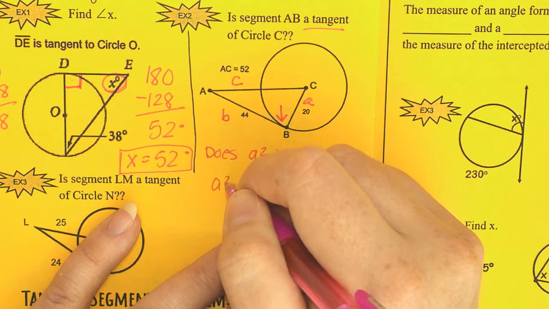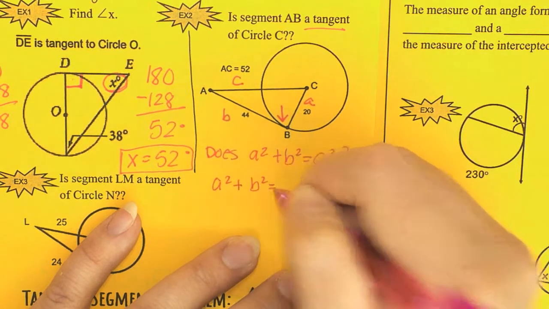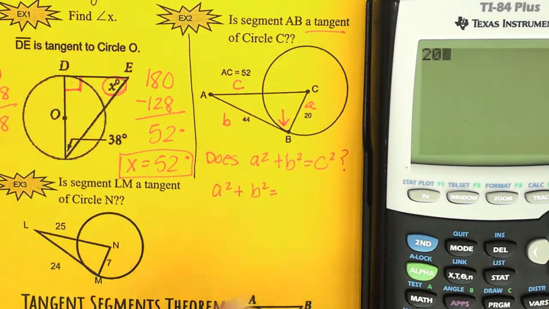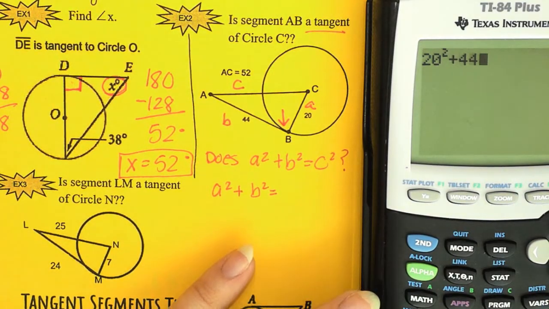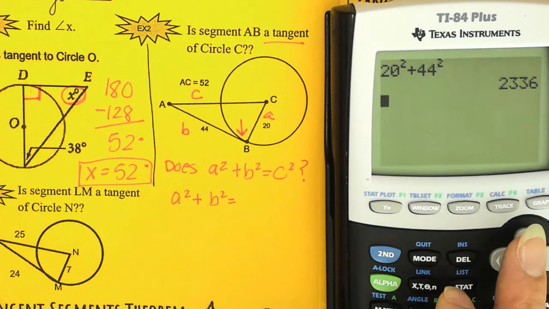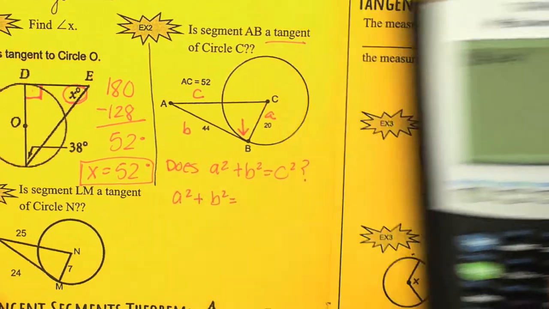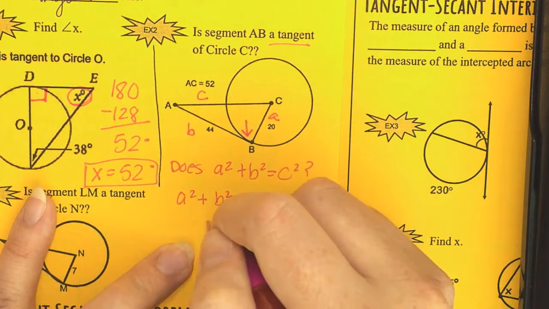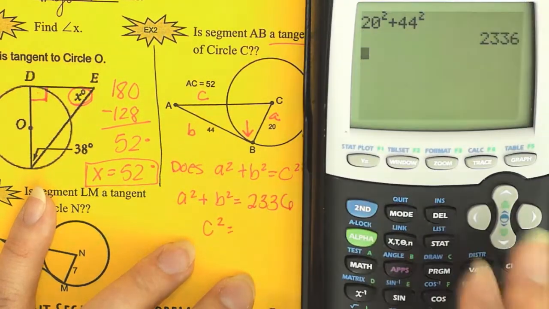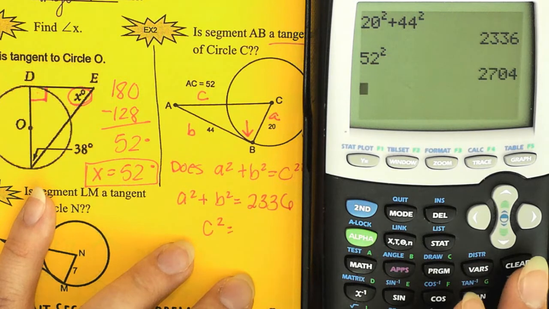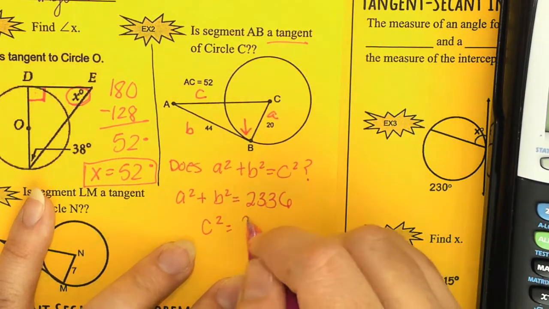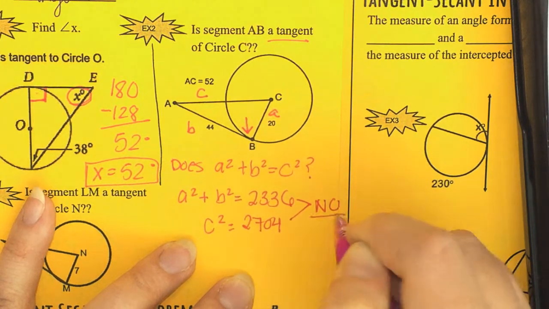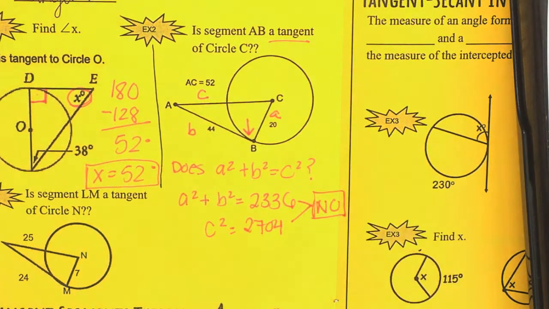So the first thing you need to calculate is your a squared plus b squared. So if I type that in, 20 squared plus 44 squared is 2,336. Okay, then we do c squared. If I type in 52 squared, that's 2704. These are not equal, so no, this is not a tangent line.